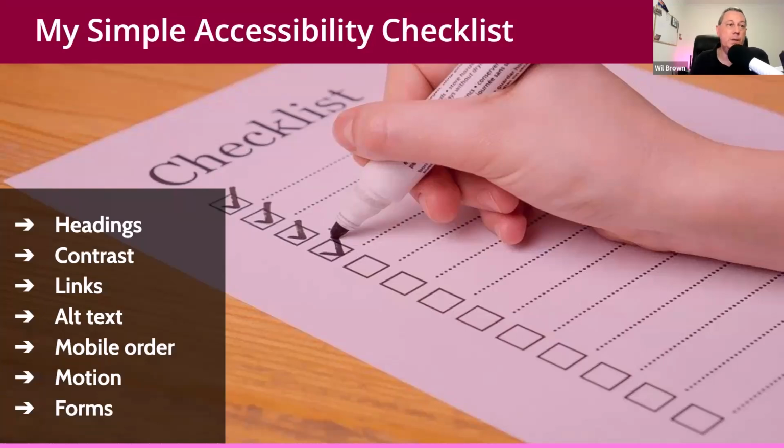It's like the 80-20 rule. You want to address the 20% of the stuff that gets 80% of the problems done. So I check headings, contrast, buttons and links, alt text, mobile, read and order, motion animation pop-ups, and forms as well. And this is just an accessibility audit. So this is part of a larger audit that I would do on a website. But accessibility is just a small part of that, but an important part as well.